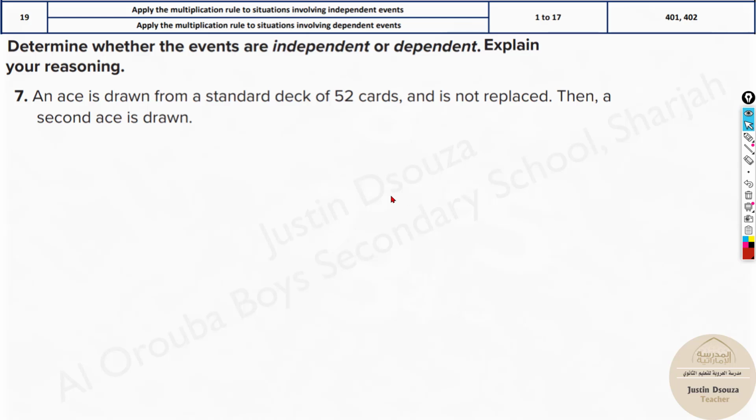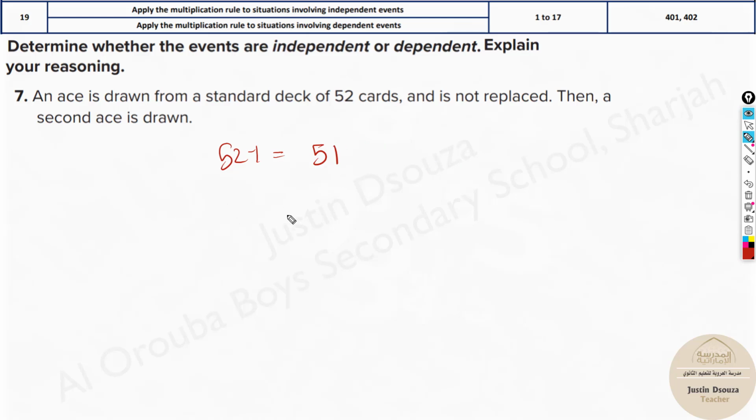Now, what about this one? An ace is drawn from a standard deck of 52 cards and not replaced. Then a second ace is drawn. Now this is important. See, not replaced means you have 52 cards, right? And you draw an ace out. So you take that away. You're not putting it back. So now for the next time, out of 52, 1 is reduced. It becomes 51. In the next turn, when you're picking another ace, there are no 52 cards anymore. There's only 51. So it's reduced by 1, isn't it? So this happens. And now again an ace is drawn.